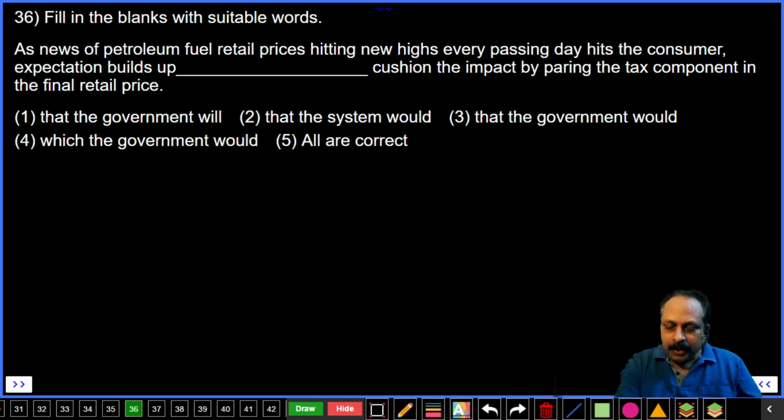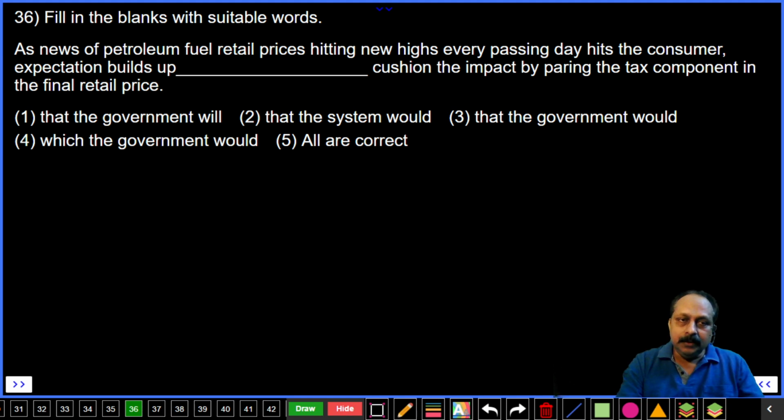Let us go to questions 36 to 45, I suppose. Fill in the blanks with suitable words. As news of petroleum fuel retail prices hitting new highs every passing day hits the consumer, expectations build up, cushion the impact by paring the tax component in the final retail price.